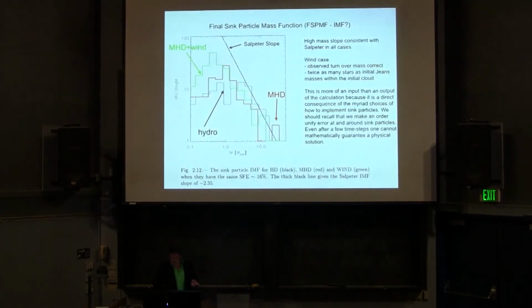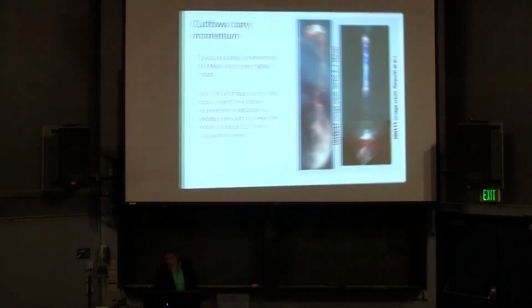Okay, and so I already said all this about the sink particle mass function. You might get all excited about that. The MHD plus wind model has a characteristic mass scale that's a bit smaller, a factor of 2 smaller or so, than the pure MHD model that's in red. It's nice. It's perhaps a sensible mass, but I'm sure we could play with that as well.